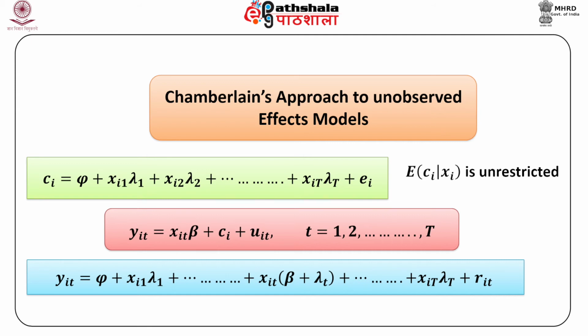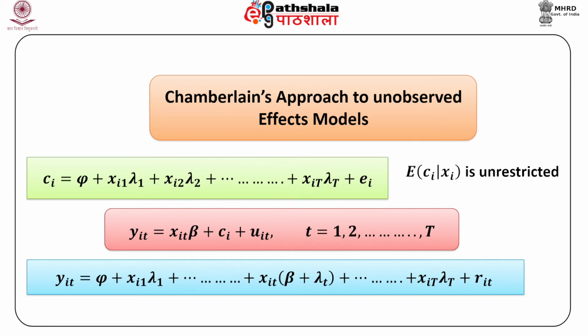This is our equation 16, where phi is a scalar and lambda 1 to lambda T are 1 by K vectors. The projection error ei by definition has zero mean and is uncorrelated with x1 to xT. There is no assumption made about the conditional distribution of Ci given xi. In particular, the expected value of Ci given xi is unrestricted, as in usual fixed effects analysis.